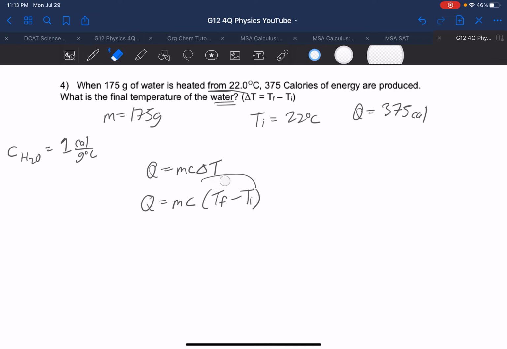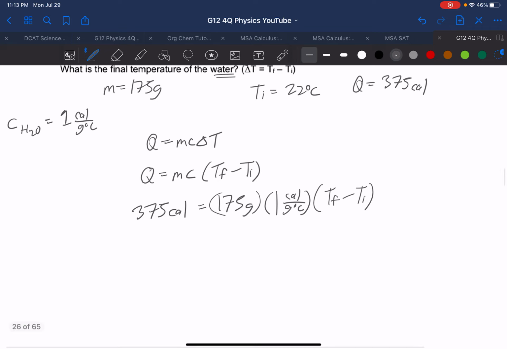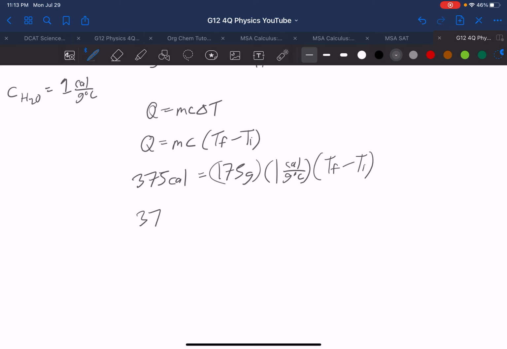It's gonna be a hassle if we still apply distributive property. Let's just place in the values now and see what happens. 175 grams times the specific heat, 1 cal over like that, then TF minus TI. Either way, we're still gonna apply distributive property. We cannot escape the hassle.